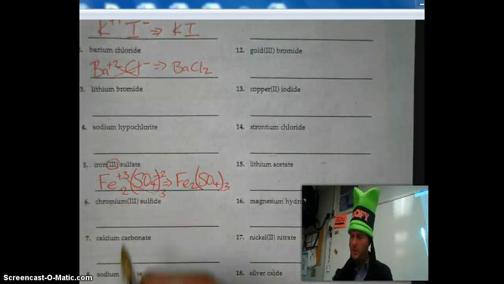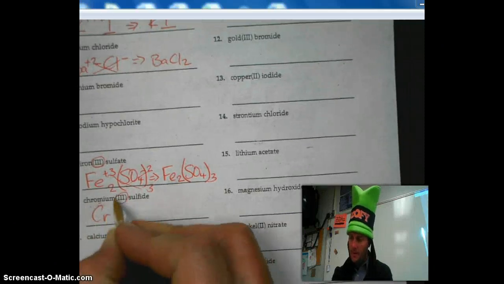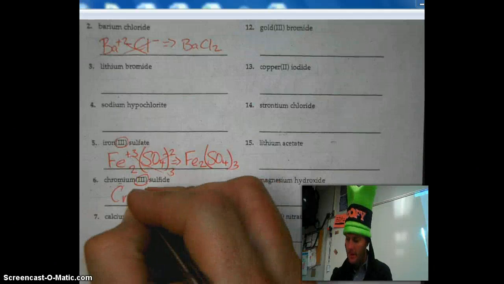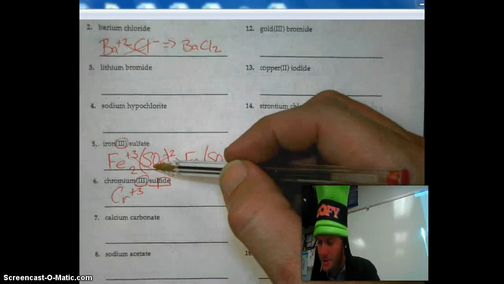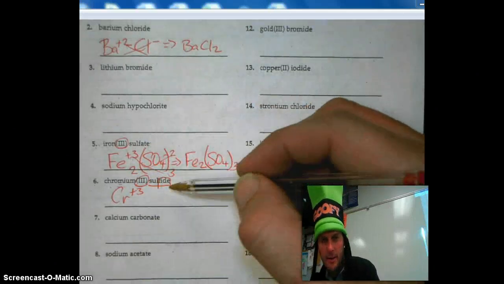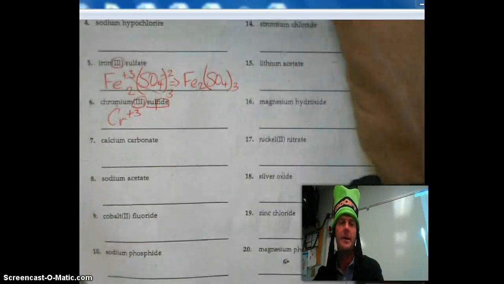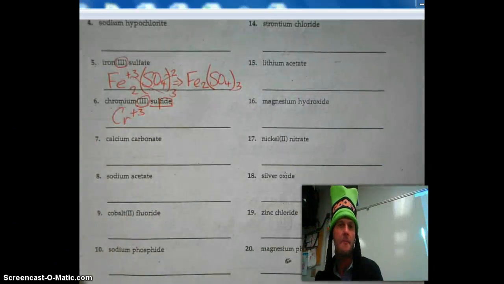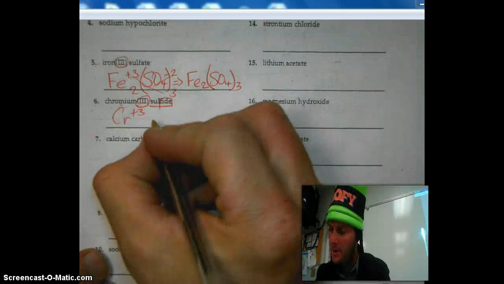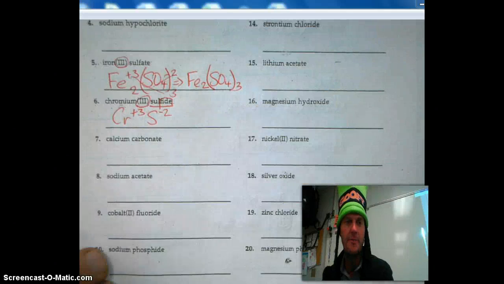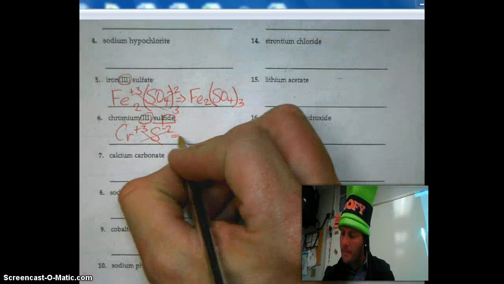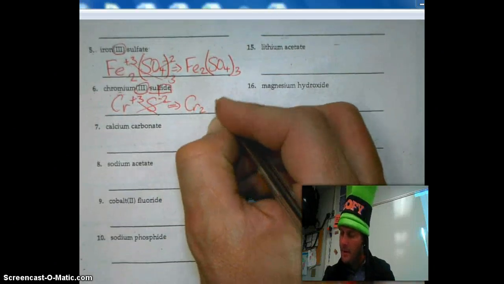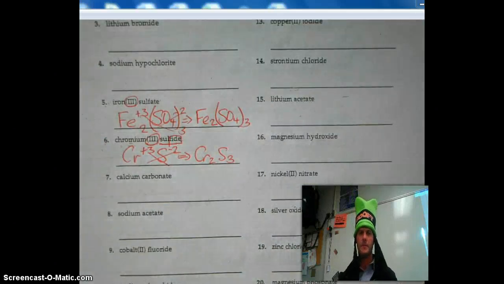Okay? Let's do this one. Chromium. There's its charge, 3, sulfide. Now, notice the difference between this term. Sulfate, ATE, sulfide. All IDE endings are going to come off of the periodic table. Okay? So when you're dealing with sulfide, you know it's just S. S has a -2 charge. So, crisscross them. Cr2S3. Okay?